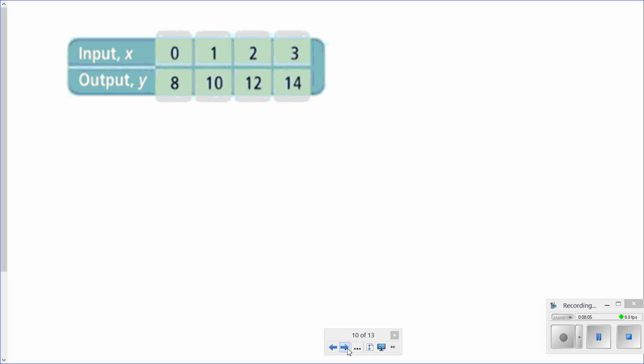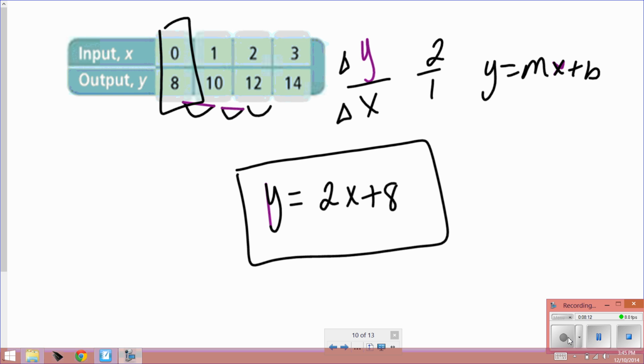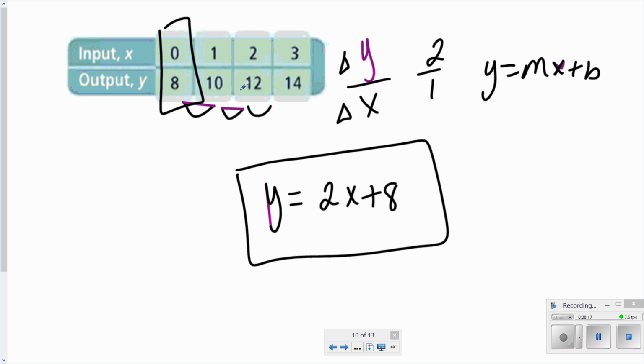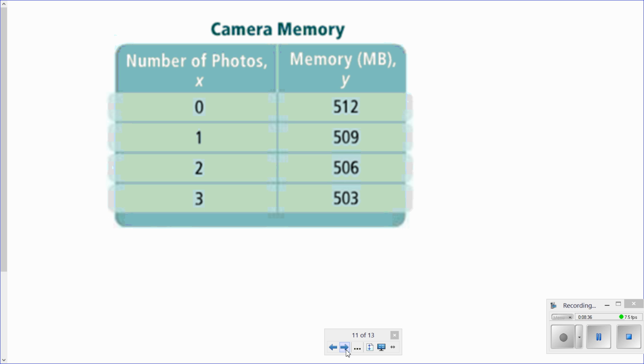Go ahead and try this one on your own. So you should have found what the change in Y over the change in X is. Get 2 over 1, because I'm adding 2, I'm adding 1. So I have my 2, which goes in front of my X, because that's my rate of change. Then in order to figure out how I got the plus 8, I went back, looked for when X is 0, and it's a positive 8. Go ahead and try another on your own.